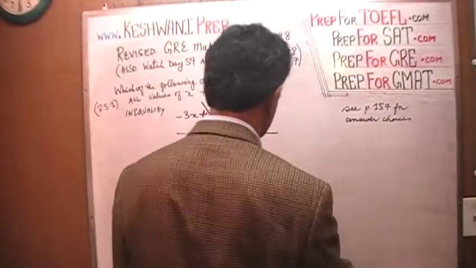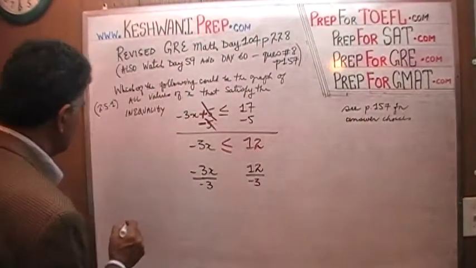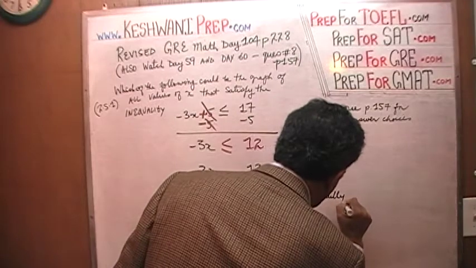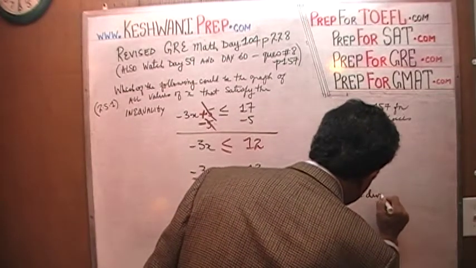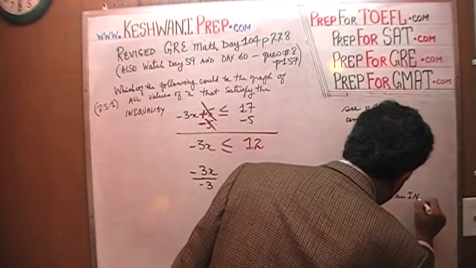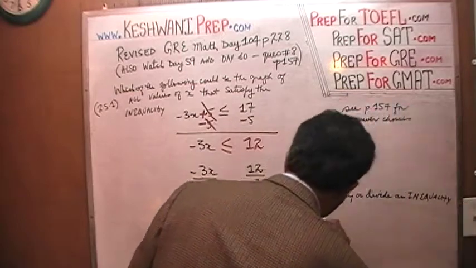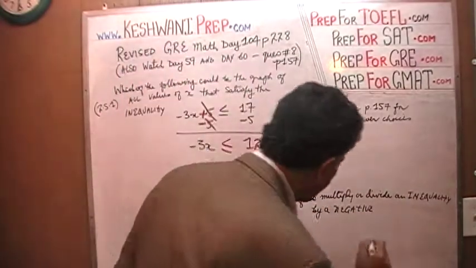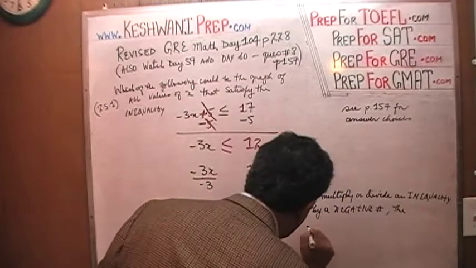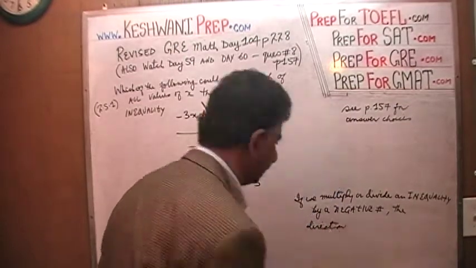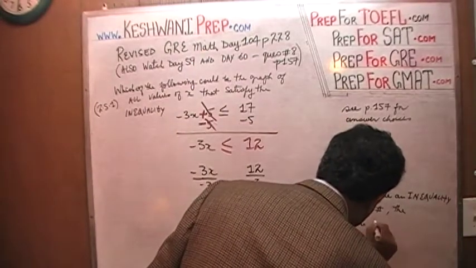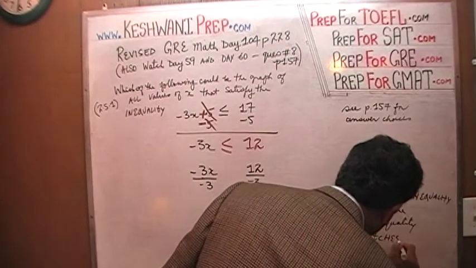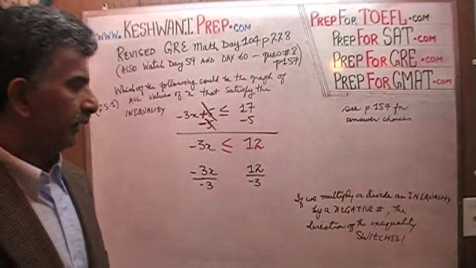Let's make a note here. If we multiply or divide an inequality by a negative number, the direction of the inequality switches. You have to just know that part. Direction of the inequality switches.